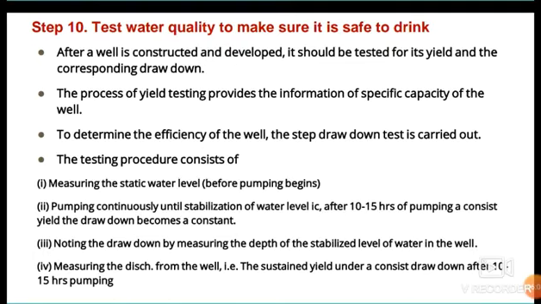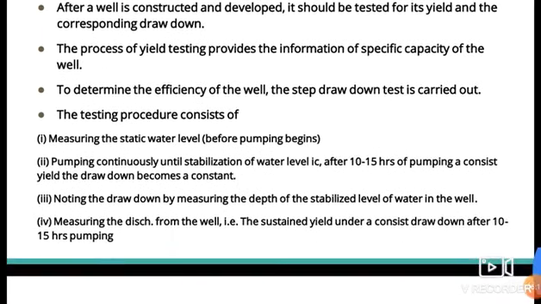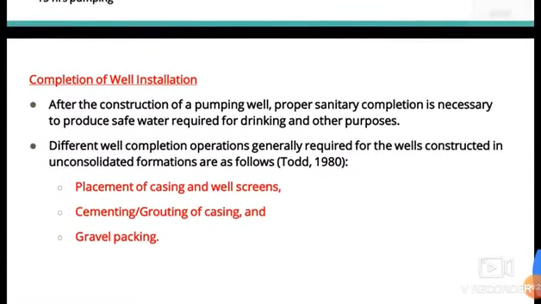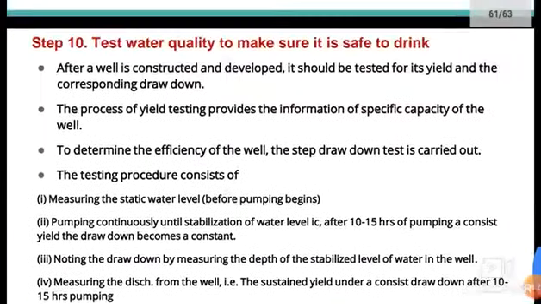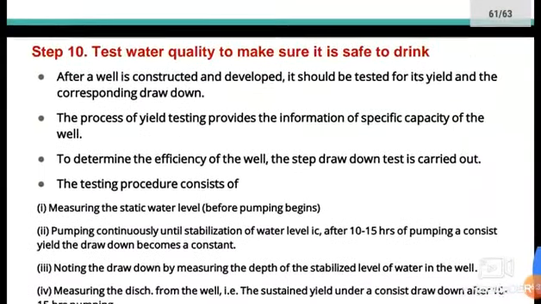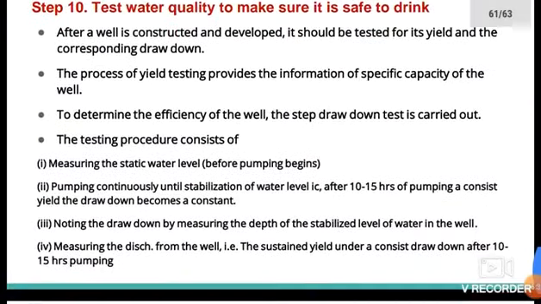Testing of the water quality is needed. You already know how the water is to be tested, or else it will be dealt with in water quality measures. So these are the things you can read. And so this is the final step which we have to do: test the water quality to make sure it is drinkable, and finally we have to maintain the well properly.